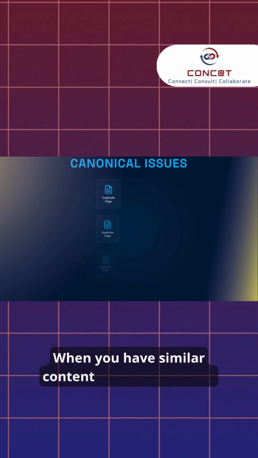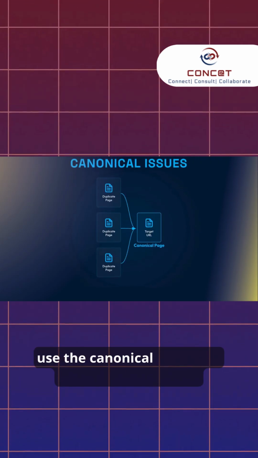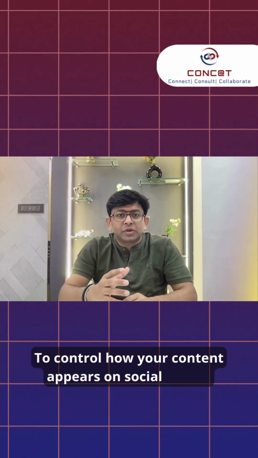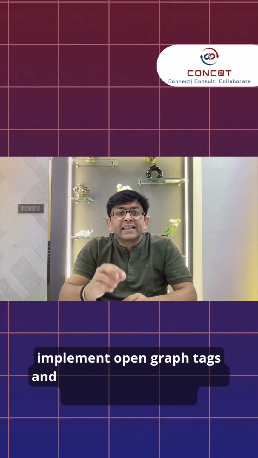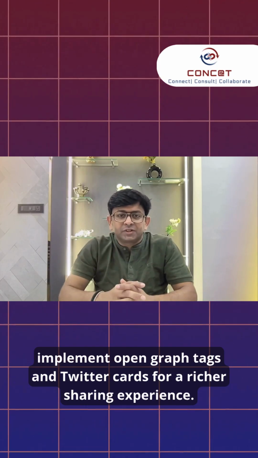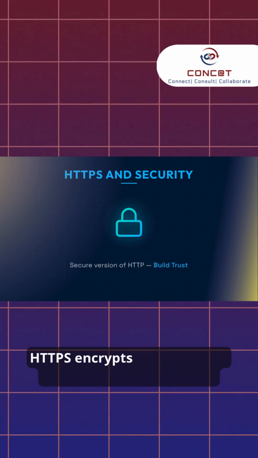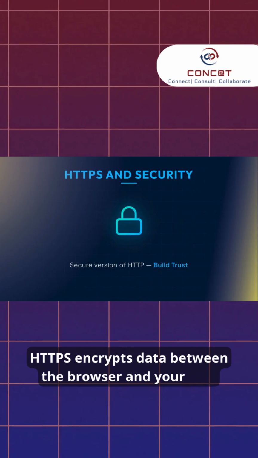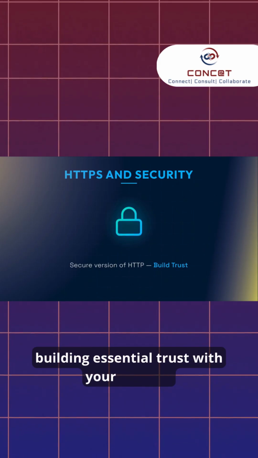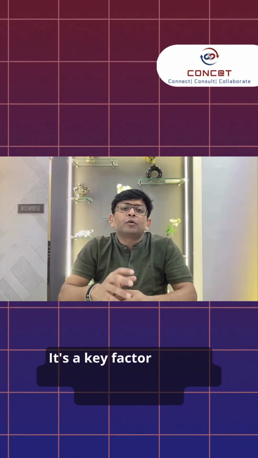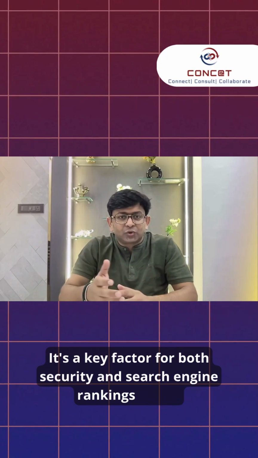When you have similar content on multiple URLs, use the canonical tag to tell search engines which version is the preferred one. To control how your content appears on social media, implement open graph tags and Twitter cards for a richer sharing experience. And never forget security. HTTPS encrypts data between the browser and your site, building essential trust with your visitors. Implement HTTPS by obtaining an SSL certificate. It's a key factor for both security and search engine rankings today.